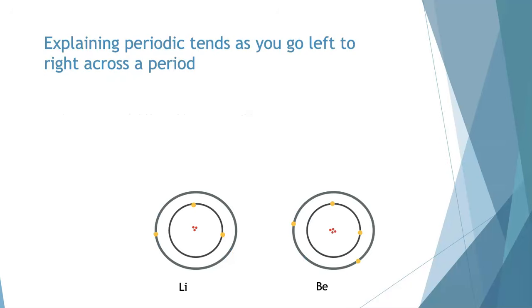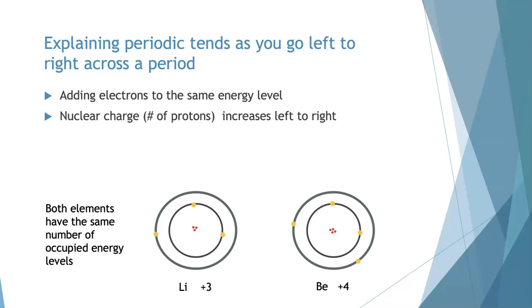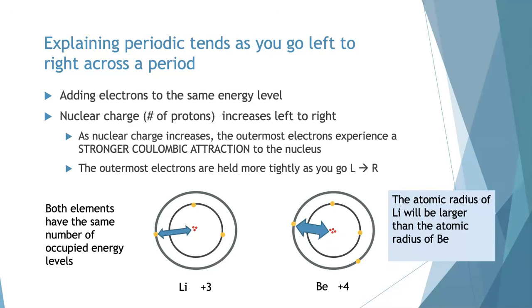So as you go from left to right across the period, say as we're comparing lithium and beryllium, we're adding electrons to the same energy level. Lithium and beryllium both have two occupied energy levels, and that's an important thing to note. What we also see, though, is as we go from left to right, the nuclear charge, or the number of protons, increases. So I'm going from +3 for lithium to +4 for beryllium in terms of the nucleus. And as the nuclear charge increases, that means the outermost electrons are going to experience a stronger Coulombic attraction to the nucleus. And that's what I'm showing with these arrows here. Notice how it's thicker for the beryllium. And that means as you go from left to right, the outermost electrons are being held more tightly. And that means the atomic radius of lithium is going to be larger than the atomic radius of beryllium.